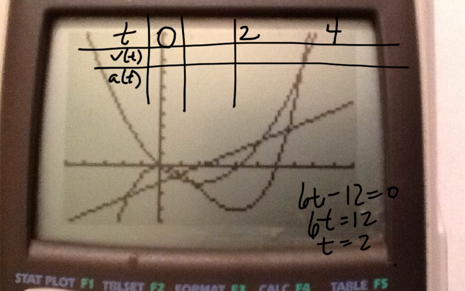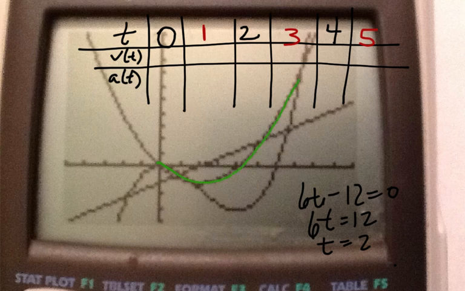So I kind of want to just pick numbers on each side of these, which would be easy. Between 0 and 2, 1. Between 2 and 4, 3. And beyond 4, we could go with 5. Now let's talk about the signs of these. My velocity curve is the quadratic one.